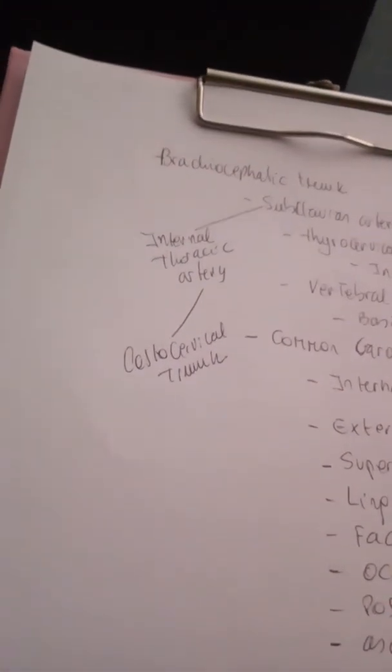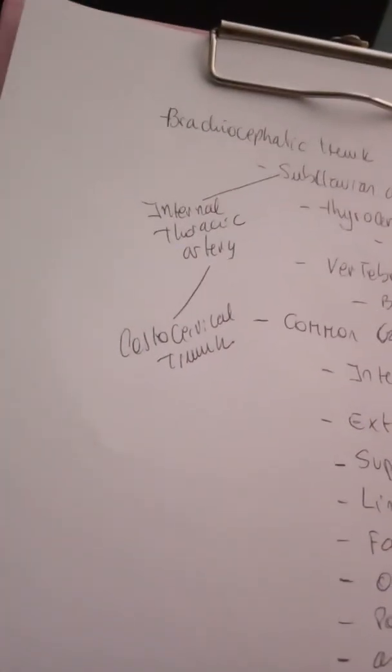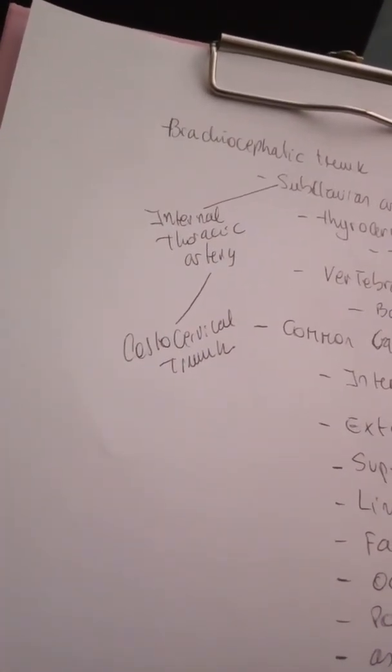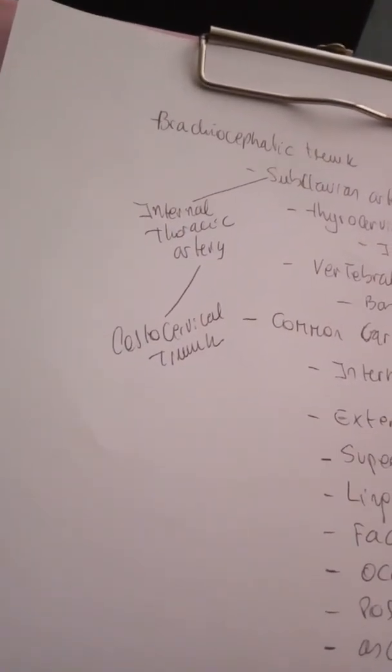The subclavian, besides the thyrocervical trunk and vertebral arteries, has two descending arteries: the internal thoracic artery and the costocervical artery or costocervical trunk. It branches into thorax and neck, and the internal thoracic artery supplies the thorax.